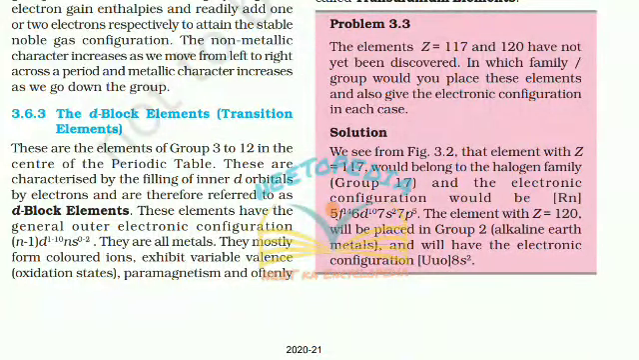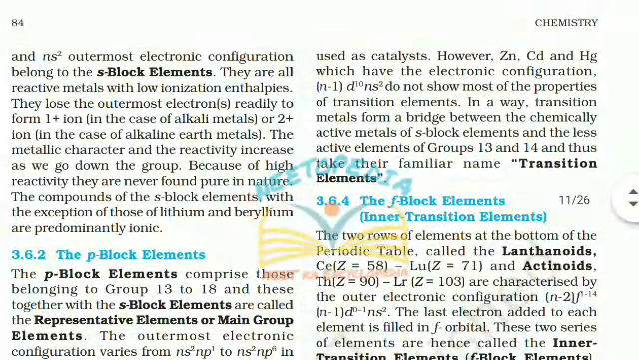3.6.3 The d-block elements or the transition elements. These are the elements of groups 3 to 12 in the center of the periodic table. These are characterized by filling of inner d orbitals by electrons and therefore referred to as d-block elements. These elements have the general outer electronic configuration (n-1)d1-10 ns0-2. They are all metals. They mostly form colored ions, exhibit variable valence (oxidation states), paramagnetism, and are often used as catalysts.